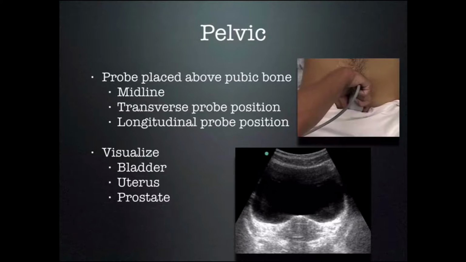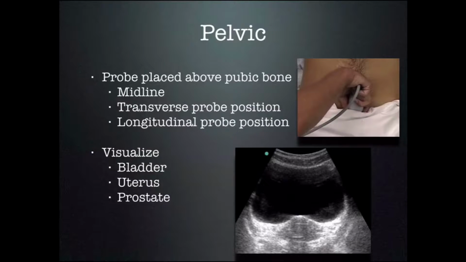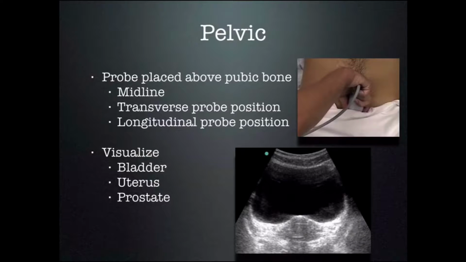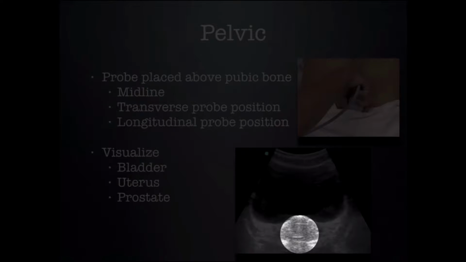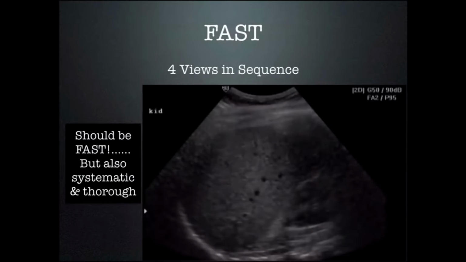For the pelvis, we place the probe across the body. Generally just above the pubis bone is where you have the best view of the bladder. The bladder, when it's full, looks like a trapezoid in short axis. As we rotate to the long axis, it looks like a triangle. Posterior to the bladder will be the vagina or the prostate. If you angle up more into the belly, you'll run into the uterus in a female.